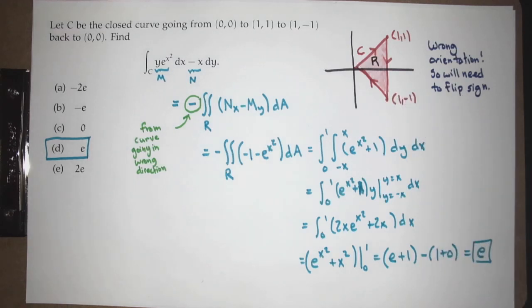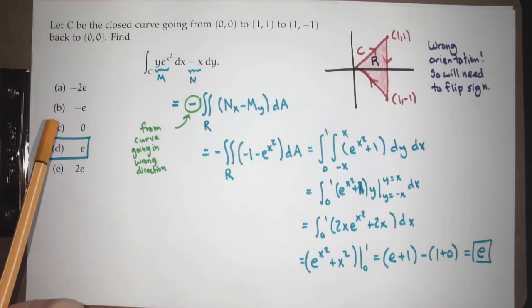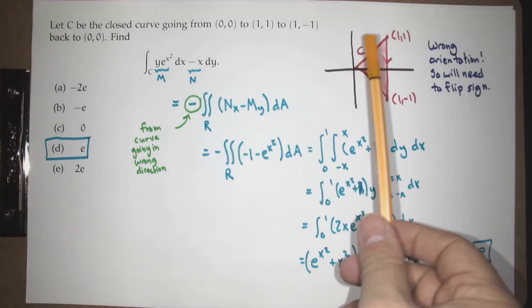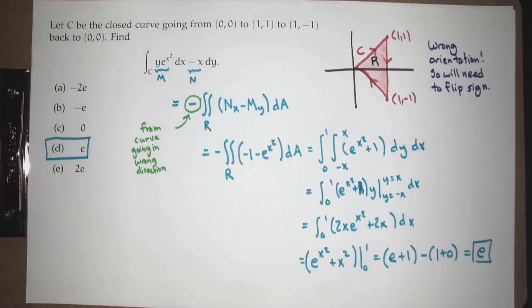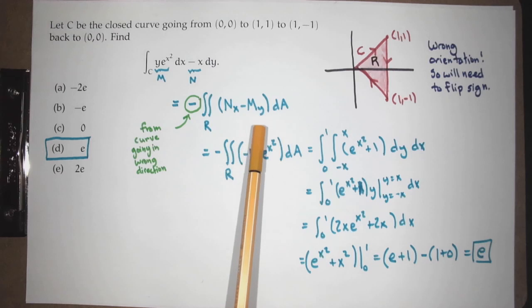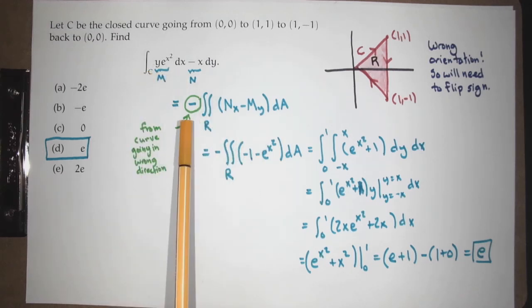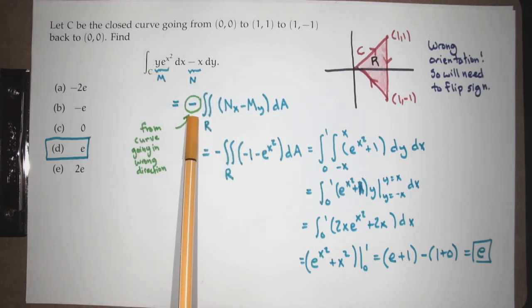Now, if the orientation is wrong, there's an easy fix: change the sign. So if people guessed B, that was a pretty good guess. They probably missed the orientation. So pay attention to orientation. Okay, so it's a line integral. We're going to invoke Green's theorem. This minus sign is for fixing the orientation.